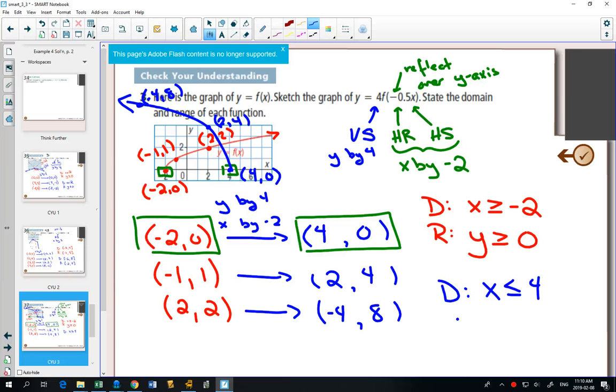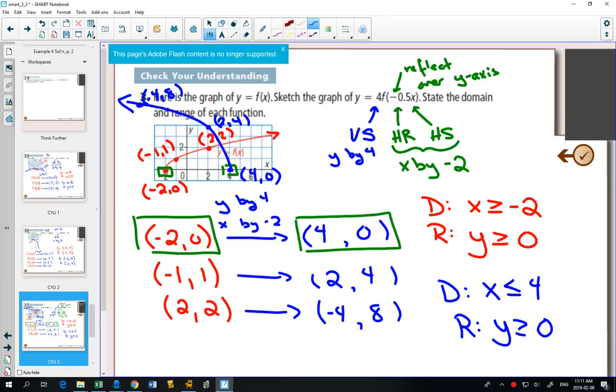For the range of my blue graph, it is still bigger than or equal to 0, because now I'm thinking about my y values. Do I have a smallest y value? Yes, it's at 0, and I include everything above that.